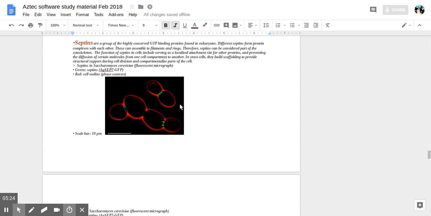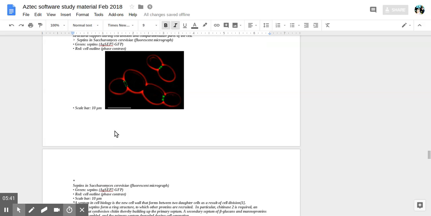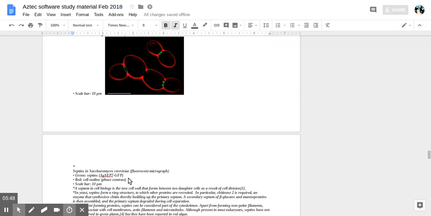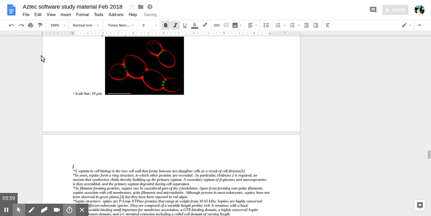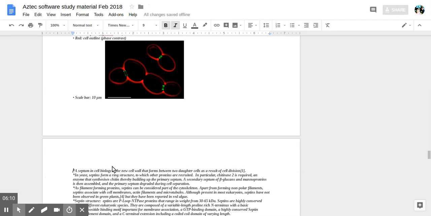In this picture, we have a fluorescent micrograph of Saccharomyces cerevisiae cells. The green is the septins. Red is the cell outline. It's a cool picture showing how these proteins function within the cell. The scale is 10 nanometers here. With the two new daughter cells, you can see how the septum functions between cells.